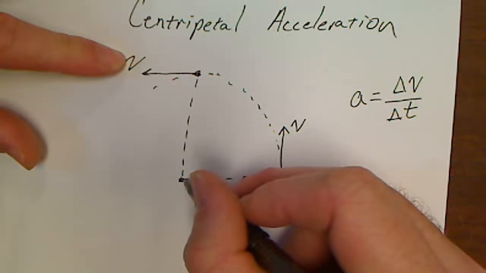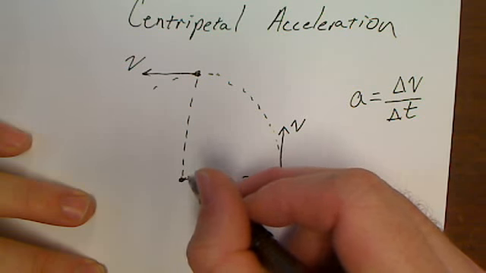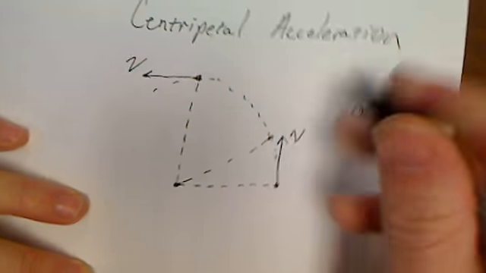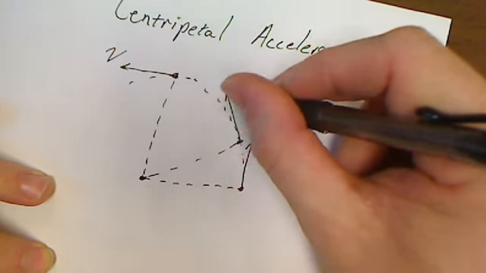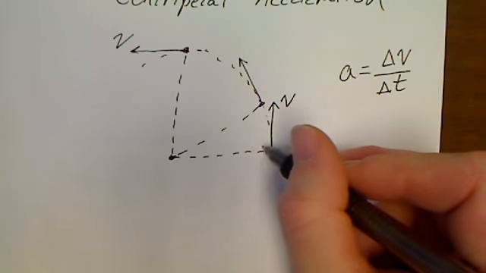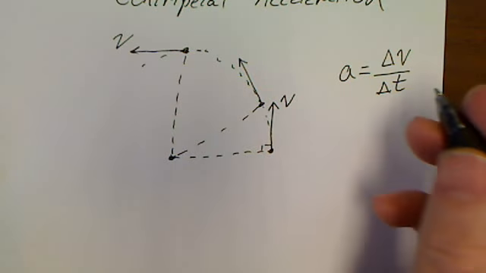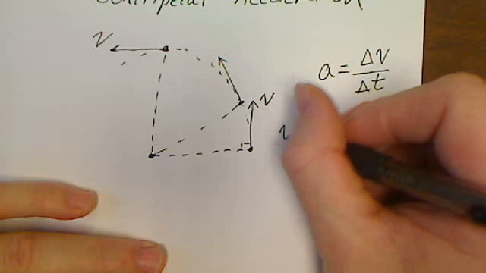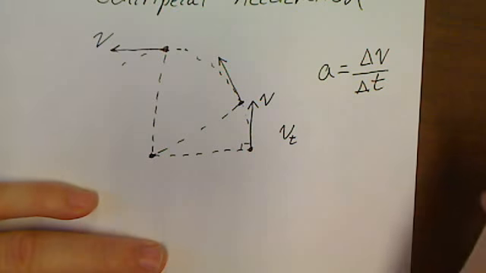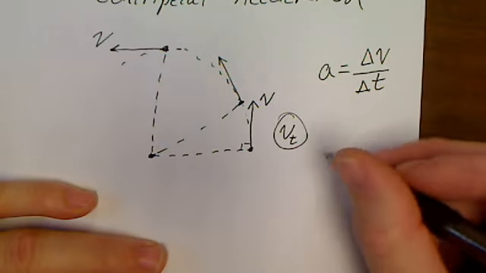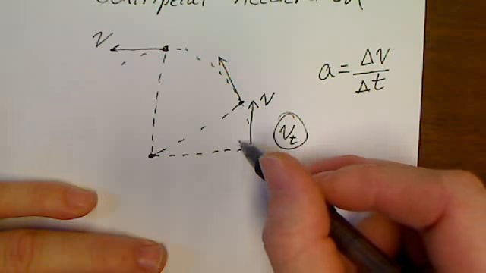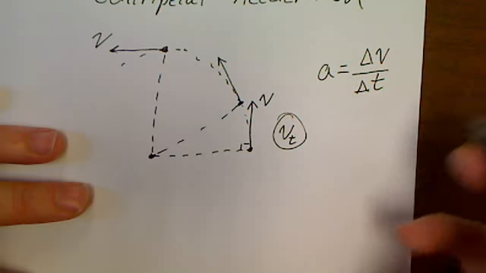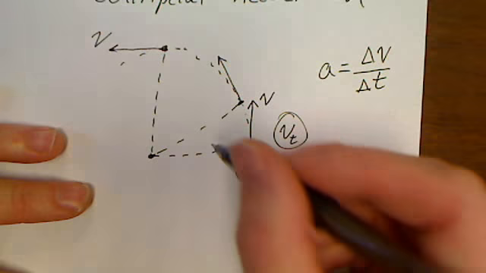Matter of fact, even if we took a look from this point to this point, the velocities are changing. This velocity is always at 90 degrees to the radius. That's why some people say VT. They'll call this a tangential velocity because it's at 90 degrees to the radius. So here's our tangential velocity.